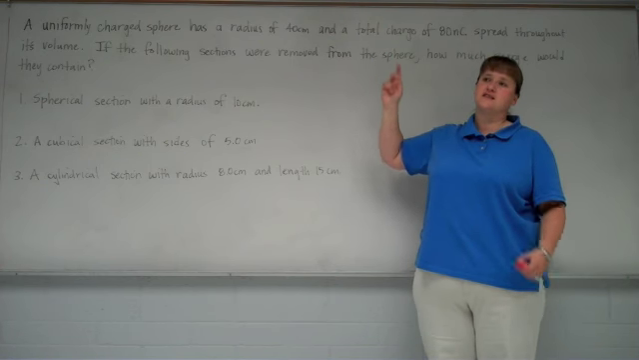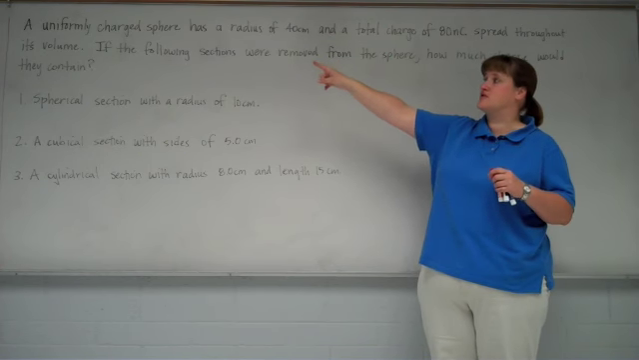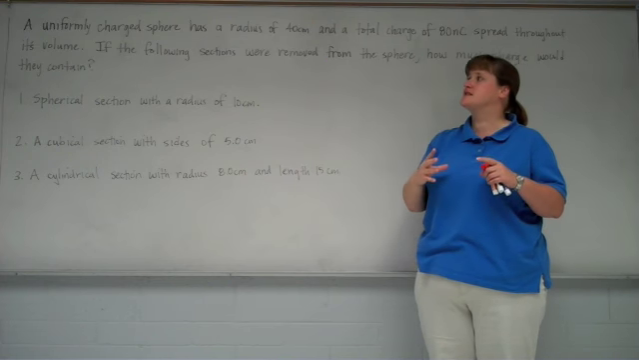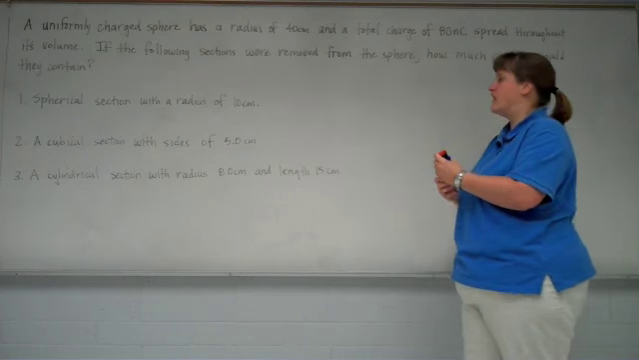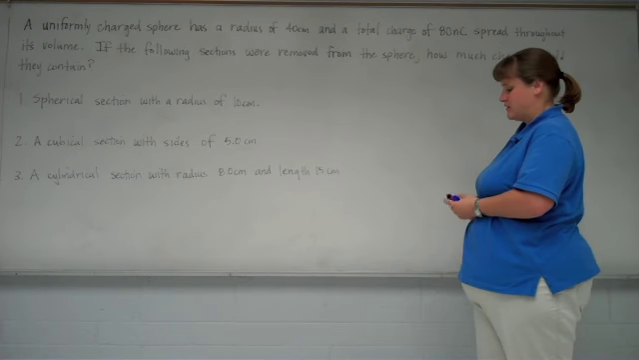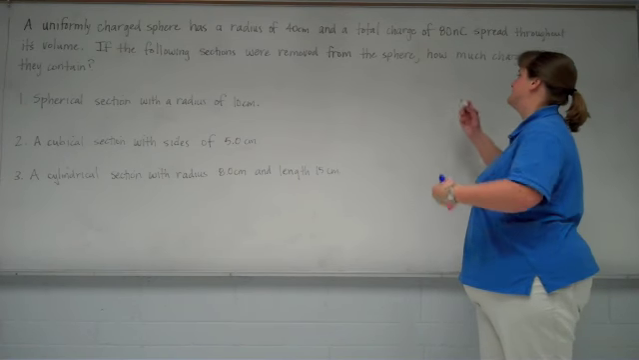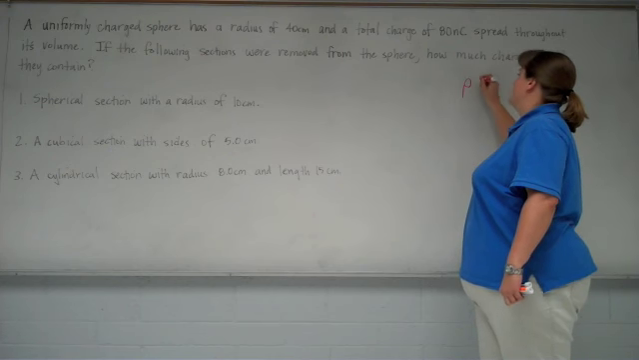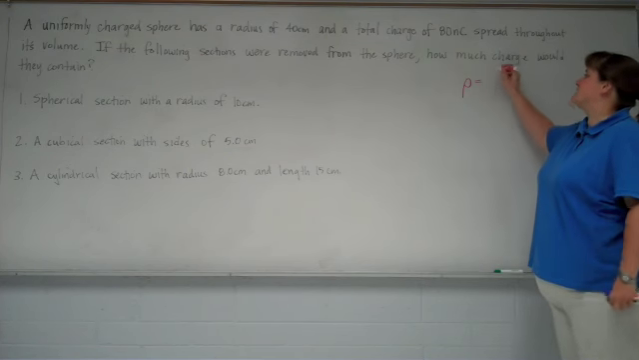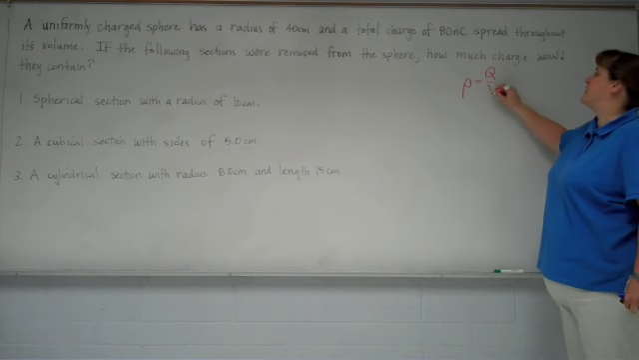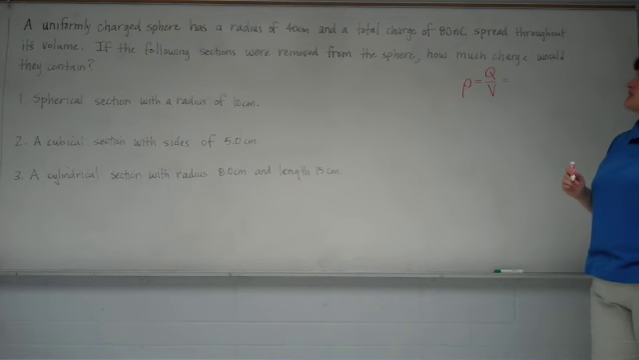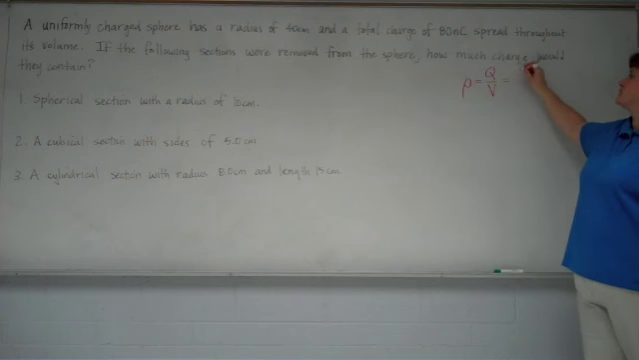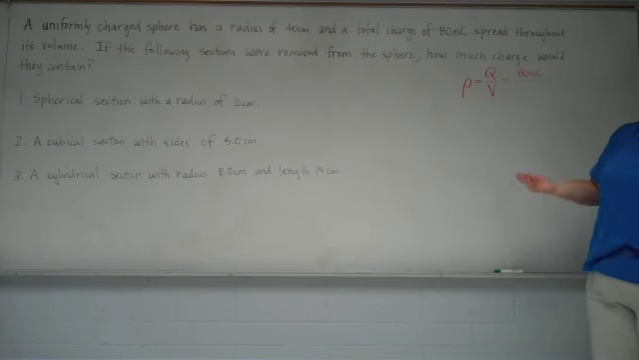So the charge density, since the charge is uniform, the charge density is going to be constant, so the ratio of charge per volume has to stay constant. So the charge density is the ratio of charge per volume. We can find the charge density from the given information. We know there's 80 nanocoulombs of charge. We know it's a sphere.